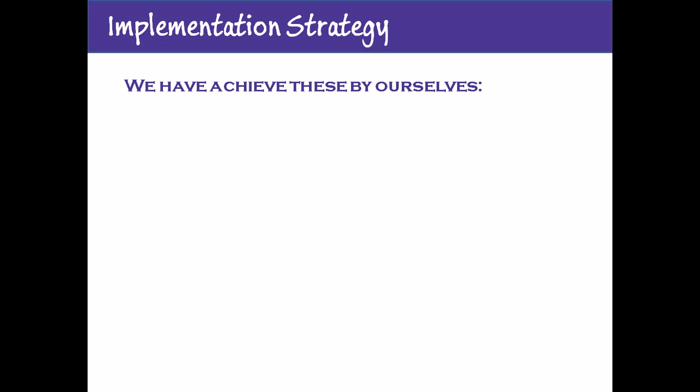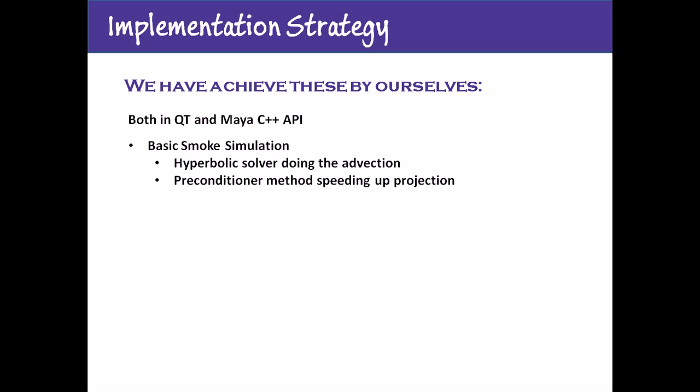And let's move on to what we have achieved independently. Firstly, we made some modification to the basic smoke simulator. We implemented a hyperbolic solver for advection instead of the method used in CIS 563 because we will use this solver later for implementing gathering term. And we implemented a preconditioner method, speeding up the pressure projection.